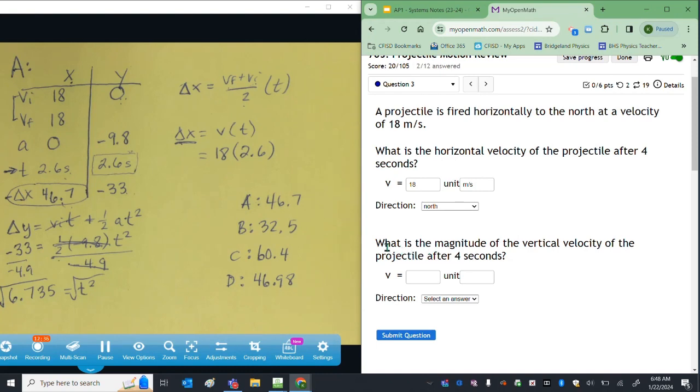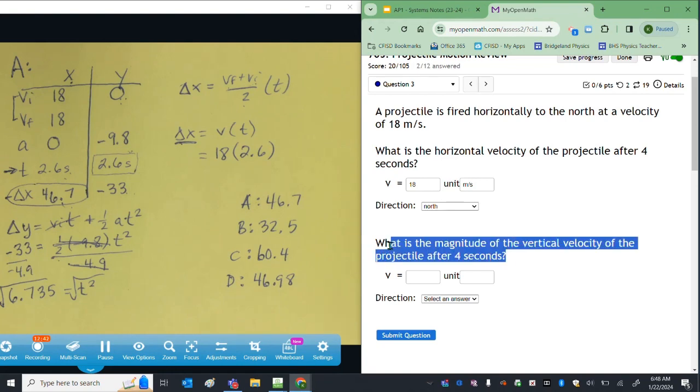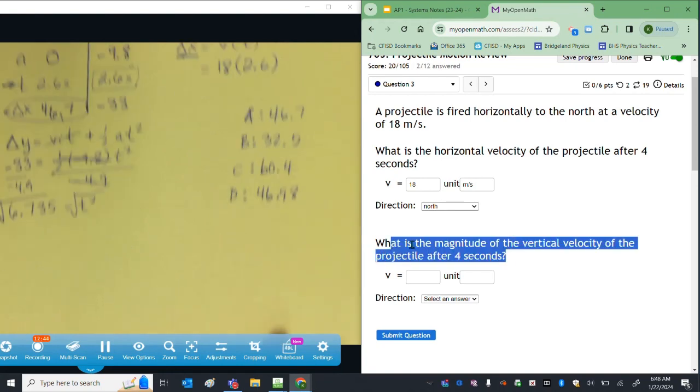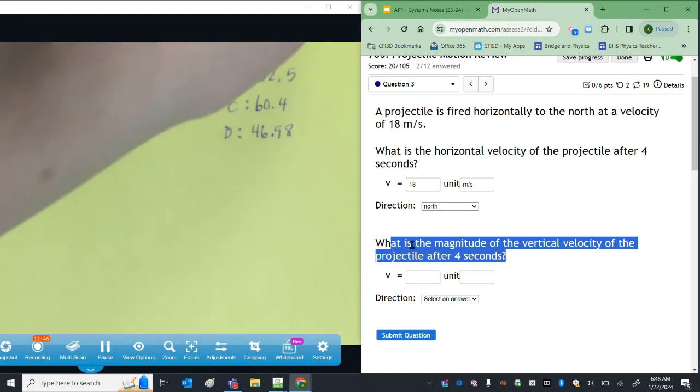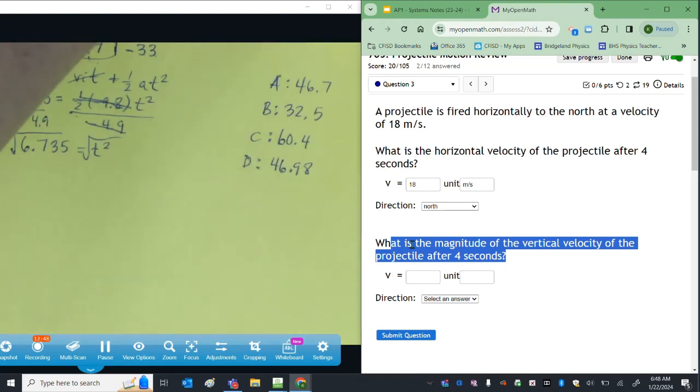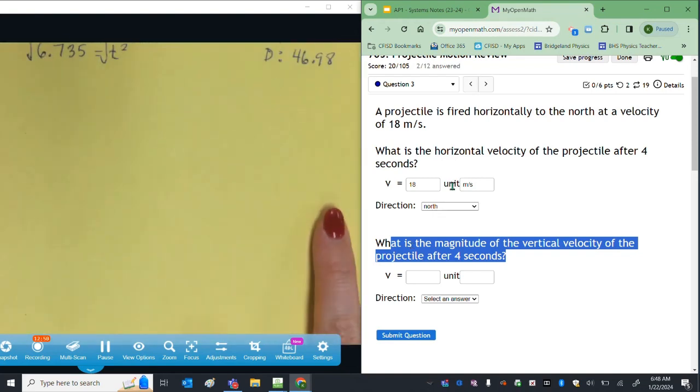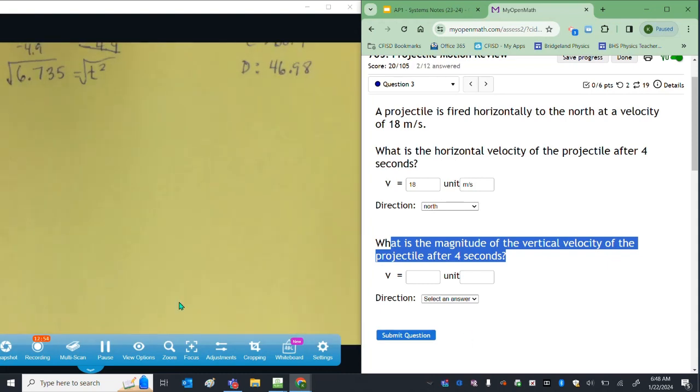This says what is the magnitude of the vertical velocity of the projectile after 4 seconds. This is not constant. I can actually set up a table similar to what I did in the other question a minute ago, and we can solve for this. You could also set up a table just to look at the pattern of the velocities.